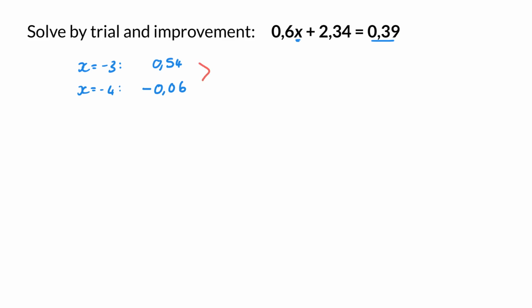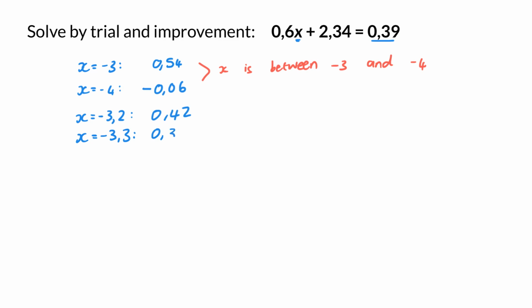But what I can tell is that x is between negative 3 and negative 4. And it seems to me it's probably closer to negative 3 than it is to negative 4. So how about we try x is equal to negative 3.2. So if I substitute that in and I use my calculator to check, I get 0.42. I'm definitely getting closer. Let's go a tiny bit smaller. Let's try x is negative 3.3. And when I substitute that in, I get 0.36.